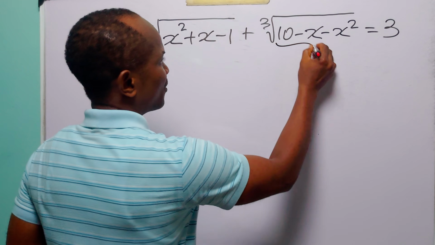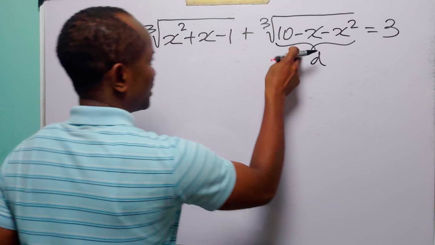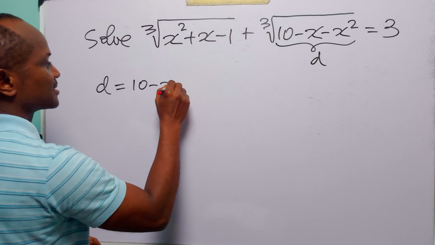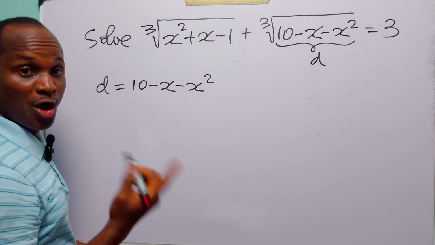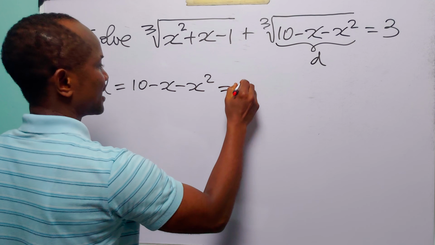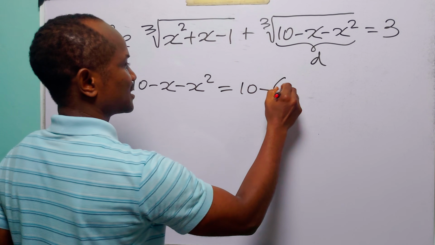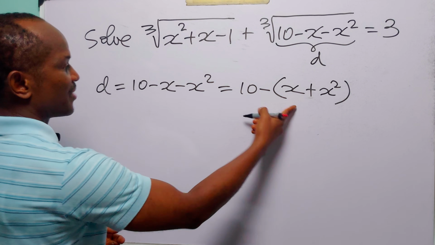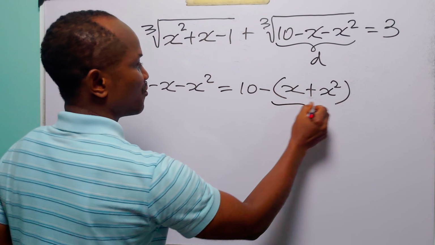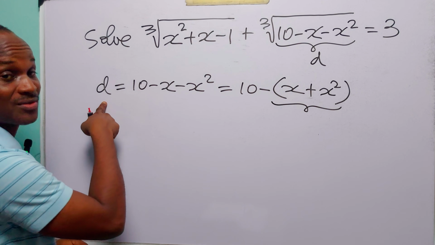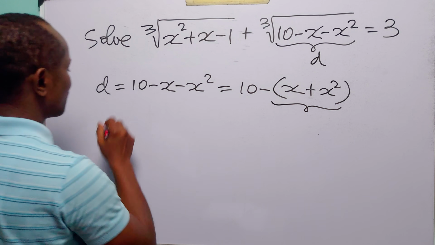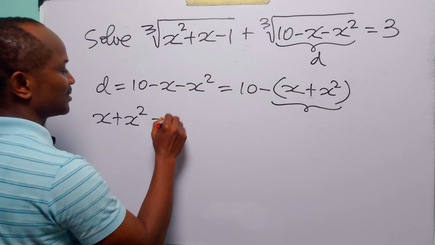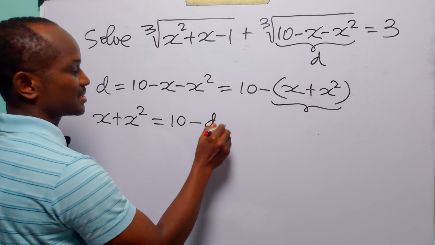To solve this cube root equation, let us begin with a substitution. Let us call the quantity under this cube root d. That is, we have that d is equal to 10 minus x squared. Of course, you know that we can also write this as 10 minus x plus x squared. When we rearrange this equation and move x plus x squared over to the left and bring d over to the right, we have that x plus x squared is equal to 10 minus d.